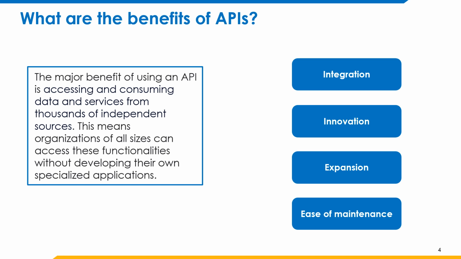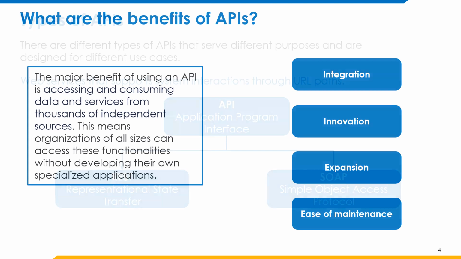The fourth benefit is ease of maintenance. The API acts as a gateway between two systems. Each system is obliged to make internal changes so that the API is not impacted. This way, any future code changes by one party do not impact the other party.